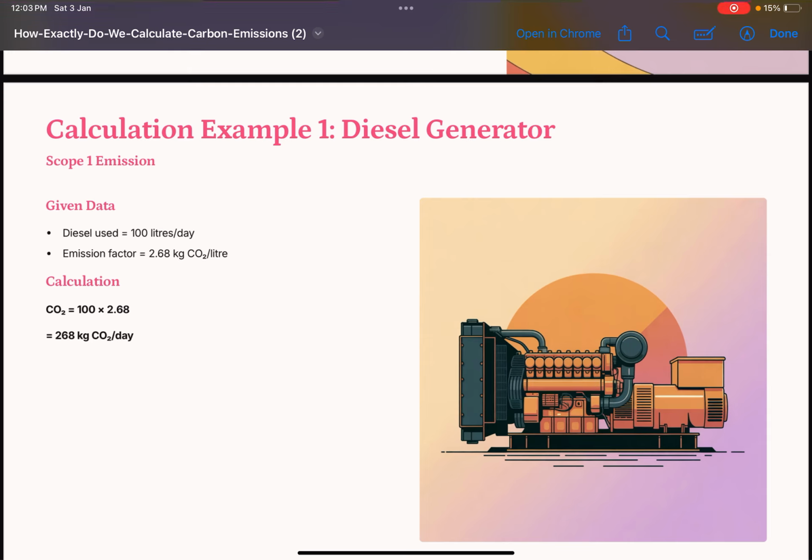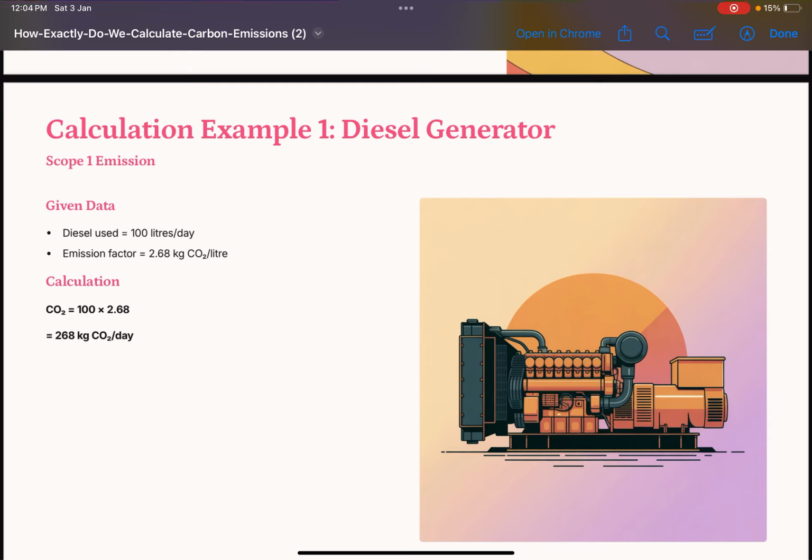So in this example, I have taken the diesel used as 100 liters per day. And then we talked about the emission factors. So the activity is diesel used, 100 liters per day, and the emission factor for diesel is 2.68 kgs of carbon dioxide per liter. So in that case, what would be the scope 1 emission? The scope 1 emission would be 100 liters per day times 2.68 kgs, that is 268 kgs of CO2 per day. So this is how we calculate the scope 1 emission.